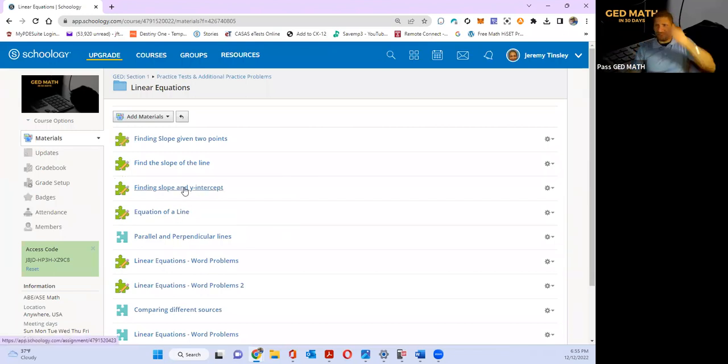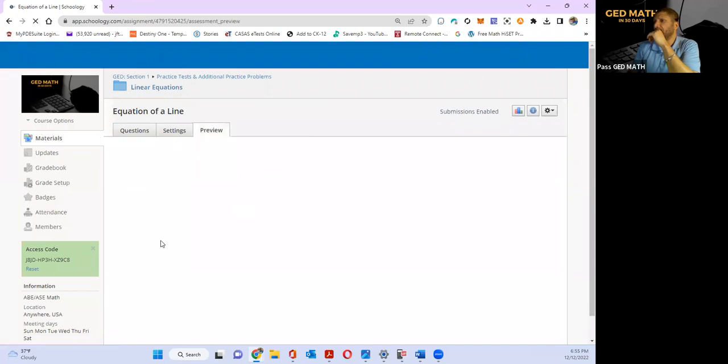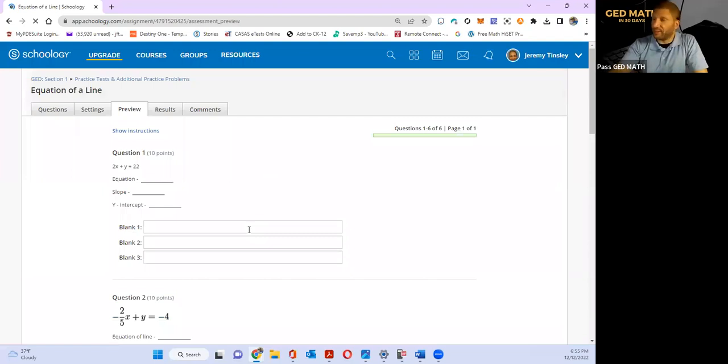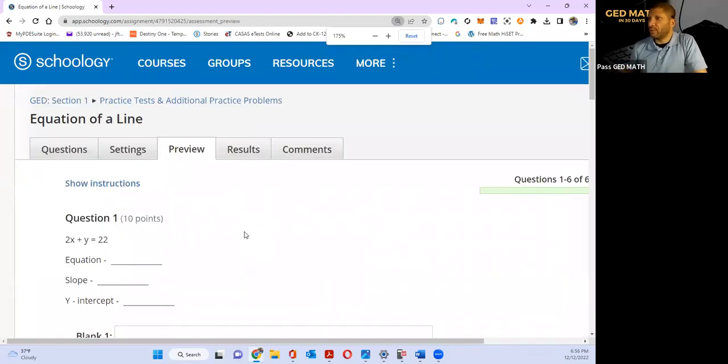I think it was equation of a line, I think it was. Don't preview. Yep, that's it. Okay, perfect. This is it right here. Let me make it a little bigger.